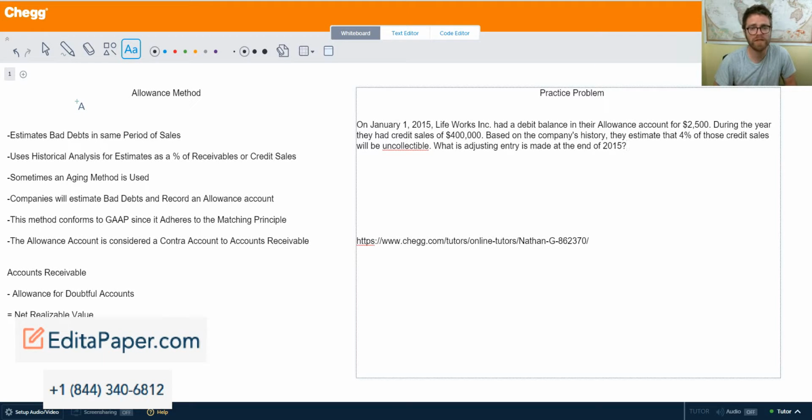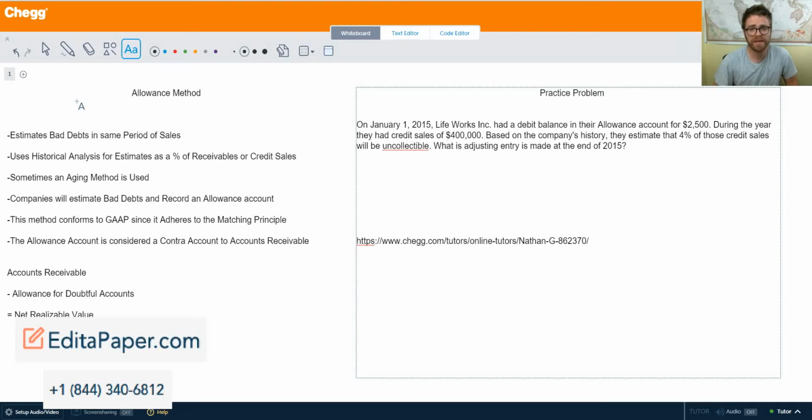Now, the reason why the allowance method is more accurate is because it conforms to GAAP under what they call the matching principle. So the matching principle means that in a period of sale, you must match the expense associated with that sale. Every sale, there's going to be an expense associated with it, right? It takes money to make money, essentially. So you have to go ahead and record the expense in the same period as the sale.